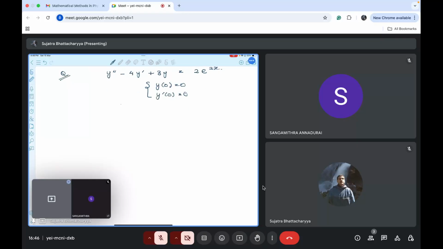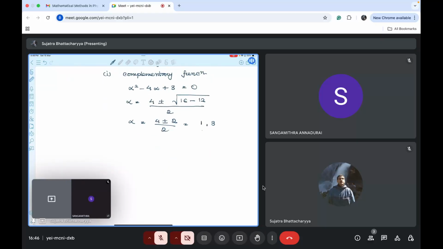First step, as I have told, is to calculate the complementary function, which can be calculated using the auxiliary equation. So alpha square minus 4 alpha plus 3 is equal to 0. So alpha will be 4 plus minus root over b square, 16 minus 4 times 3 is 12, divided by 2. So alpha is equal to 4 plus minus 2, divided by 2. So it will be 4 plus 2 is 6, or 4 minus 2 is 2. So 2 by 2 is 1 and 6 by 2 is 3. So alpha is 1 and 3.